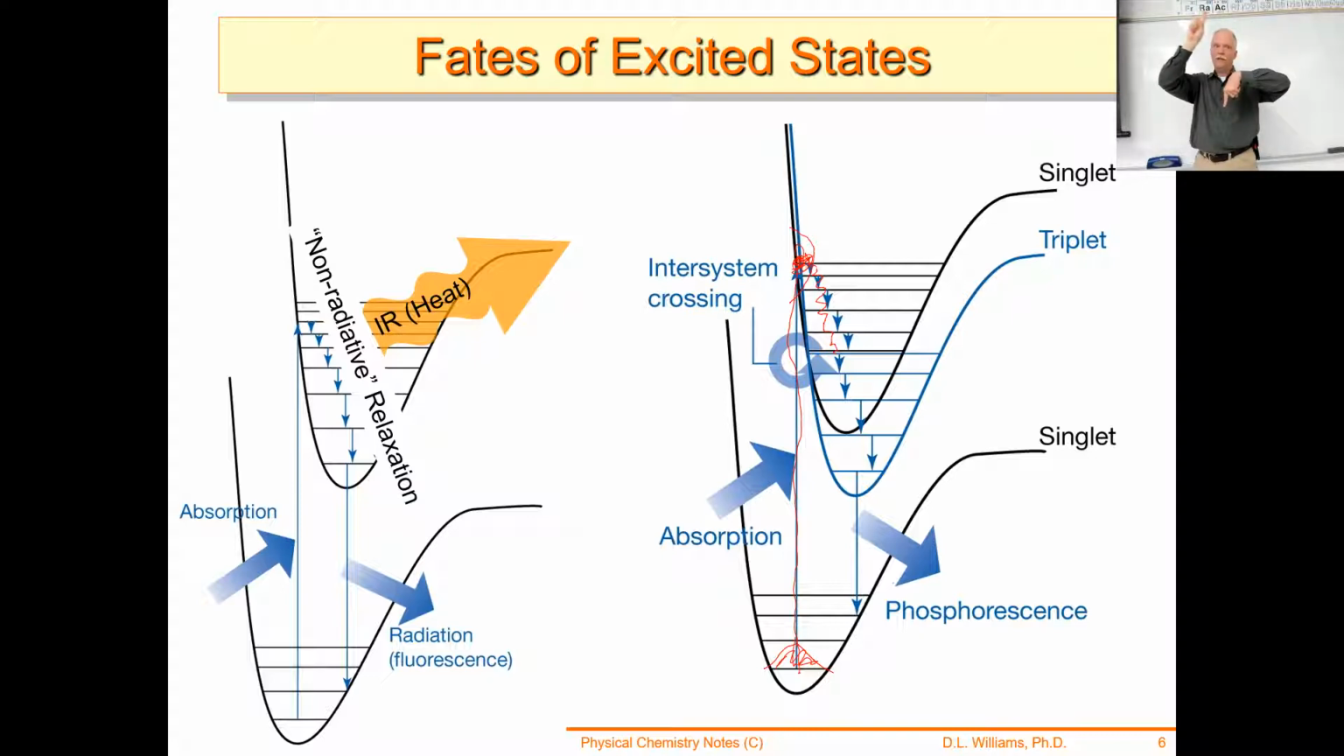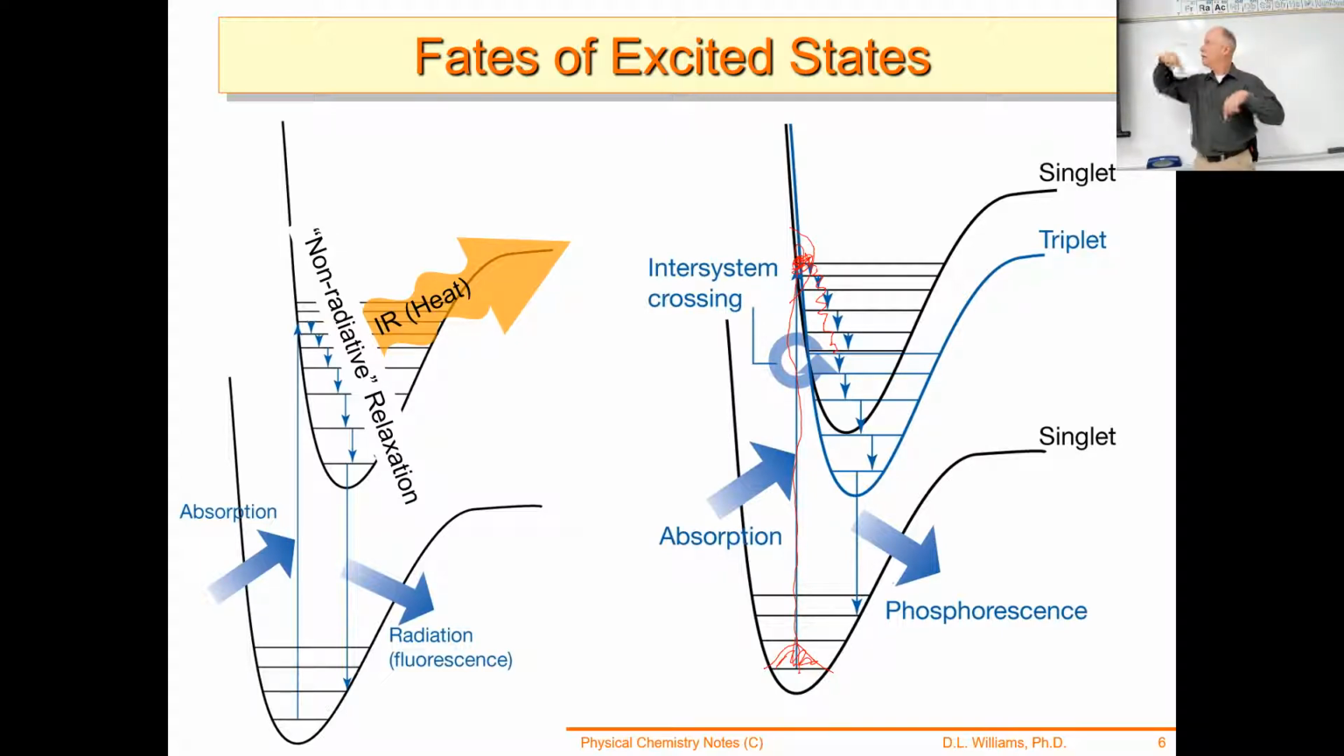And then the molecule's bouncing around, and as it's bouncing around, the electron cloud gets more stable. So it's going down in vibrational level, and then eventually that electron flips. And now it's on the triplet excited state, and it can actually get lower in energy, you see, because again, the higher the multiplicity, the lower the energy.